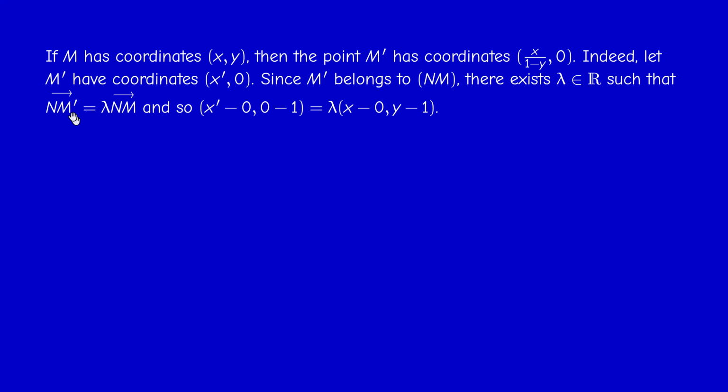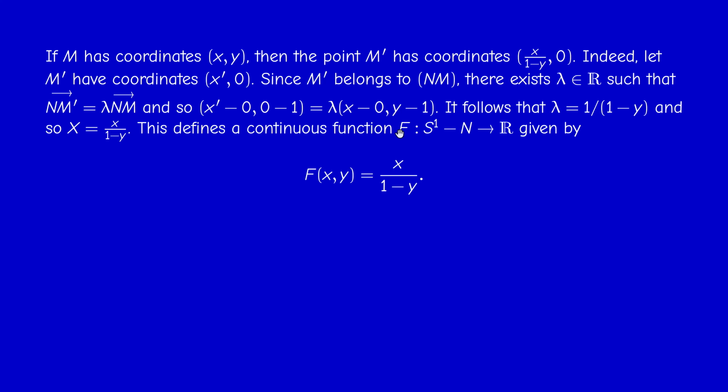Now, we go back to school. The coordinates of this vector are x prime, so first component minus first component, so x prime minus 0. Second component minus second component, so 0 minus 1. And NM has coordinates x minus 0 and y minus 1. So we have a system, actually, x prime equals lambda x and minus 1 equals lambda times (y minus 1). So lambda equals 1 over 1 minus y. So if we replace this, we get that M prime has coordinates x over 1 minus y, and of course 0, because M prime lies on the x-axis. So that's it.